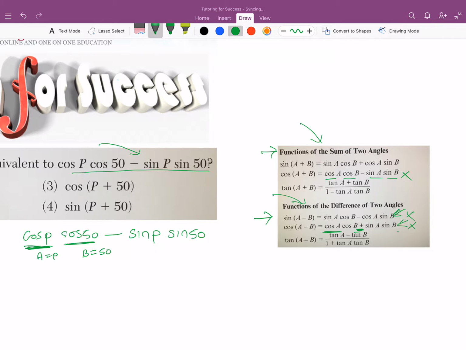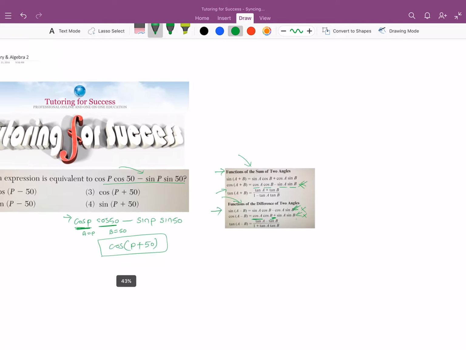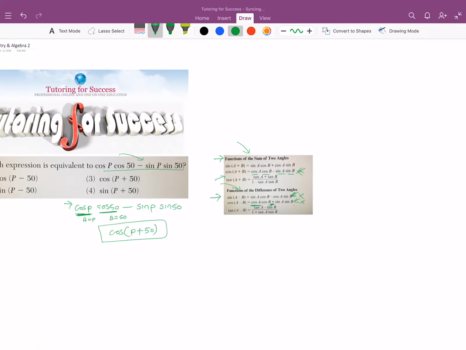So the contraction for this expansion would be cosine of A plus B. What is my A? A is P. What is my B? B is 50. So the contraction for this expansion would be cosine of P plus 50. And it's not 1, it's not 2, it's not 4, it's 3.